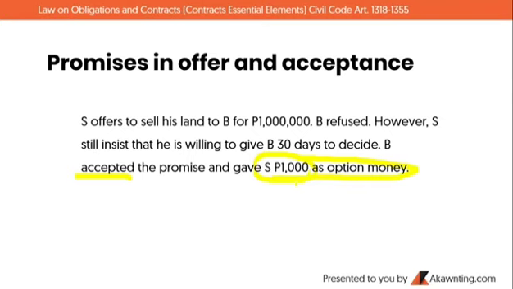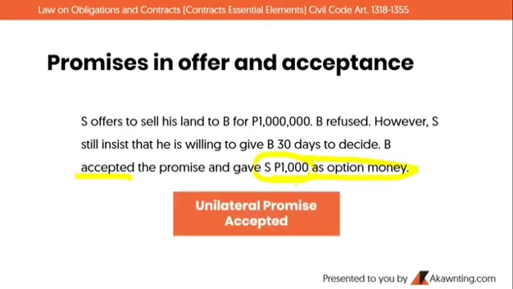Okay? Mababind ba si S sa kanyang promise? The answer is yes this time, di ba? Kasi, yun nga, merong option money to support the promise. Okay? And by the way, doon sa contract din, meron tayong nilagay doon na merong mabubuong kontrata. Pero hindi pa yun yung contract of sale. Di ba? Hindi pa ito contract of sale. Ito yung tinatawag nating option contract.